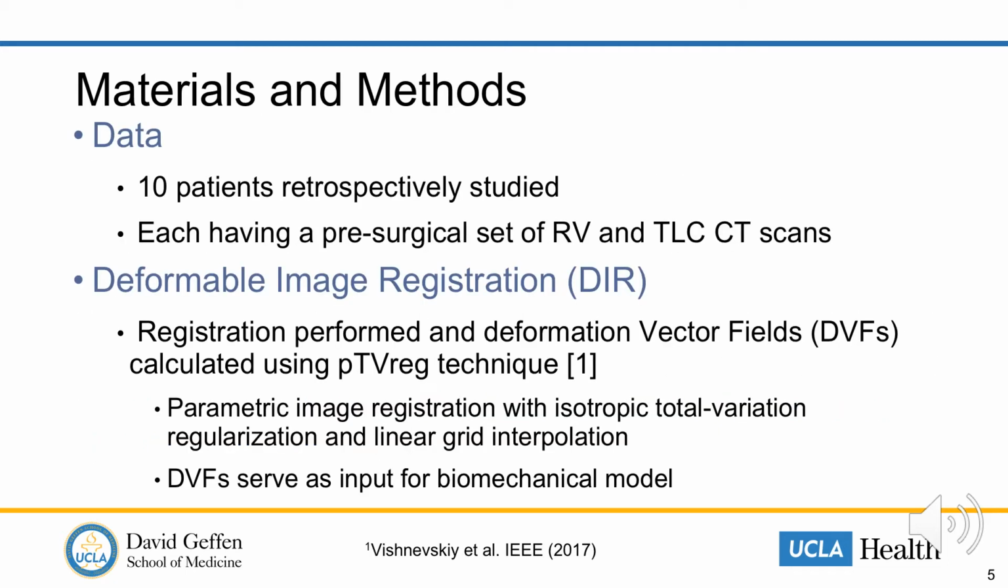For this study, we retrospectively analyzed pre-surgical residual volume and total lung capacity CT scans for 10 patients. The images were deformably registered using the published registration technique, PTV-Reg, a parametric image registration that utilizes isotropic total variation regularization and has been shown to successfully approximate anatomical sliding motions. The resulting deformation vector fields serve as input to the biomechanical model for further elasticity estimation.